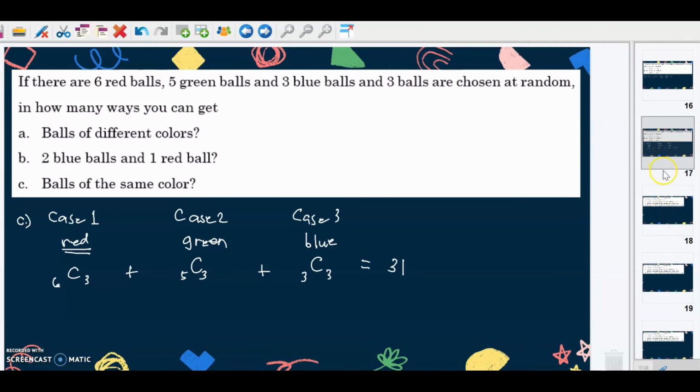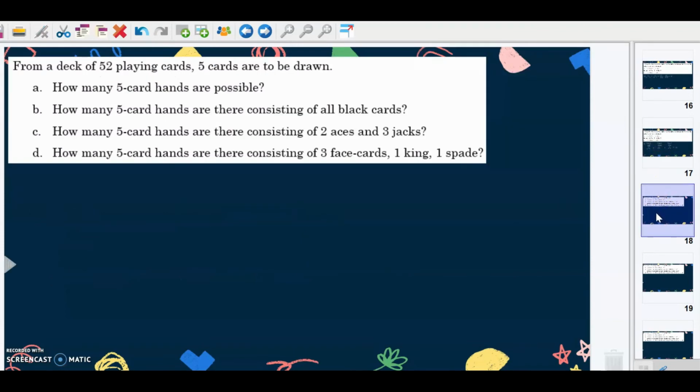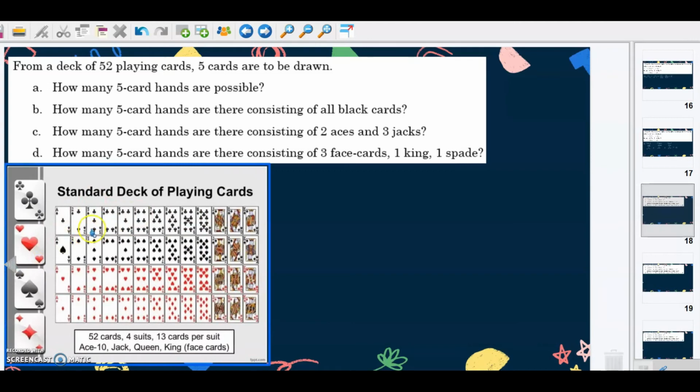So for our next problem, let us consider this one. From a deck of 52 playing cards, 5 cards are to be drawn. If you're not familiar with playing cards, I have here the composition of the standard deck of playing cards. All in all, we have 52 playing cards, composed of 4 different suits: the clubs, the hearts, the spades, and the diamonds.